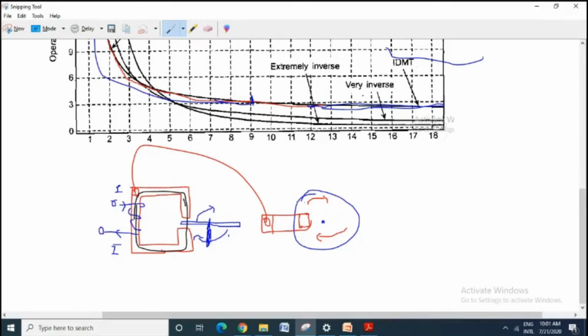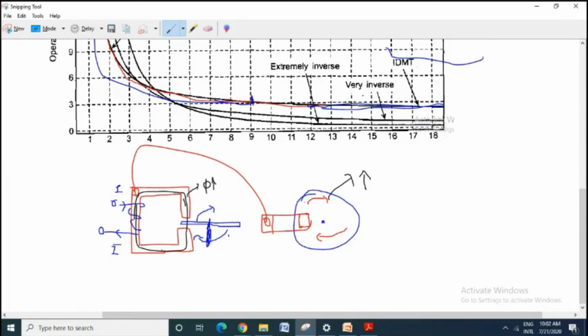Now, what is the detailed operation over here? We are not going to discuss that right now. But for the time being, do understand that the disc can rotate because of this flux. Now, as the value of flux increases, the amount of speed over here will increase, right?